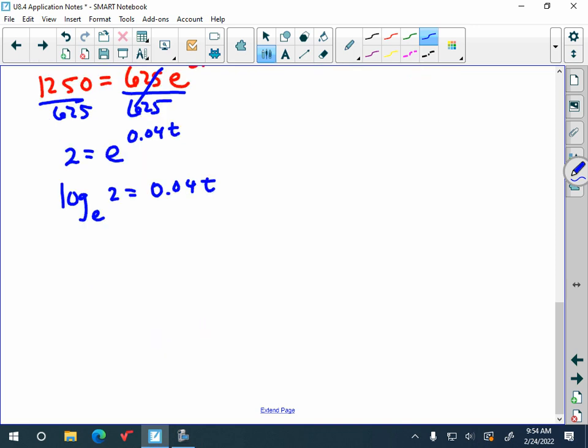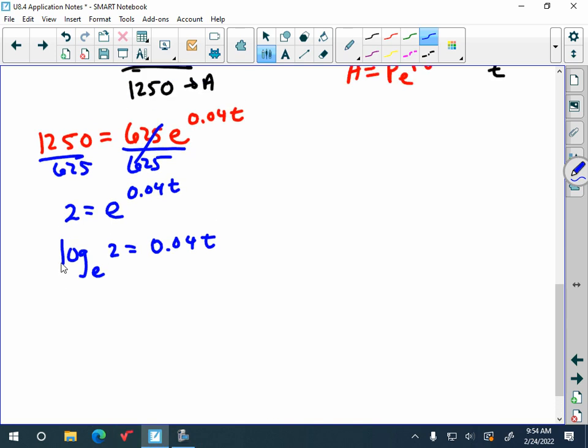All right, so log base e of 2. We're going to change that because e is a special base. That's the same as ln 2. Hopefully you guys did that on the quiz, because I think there was a problem on the quiz like that.